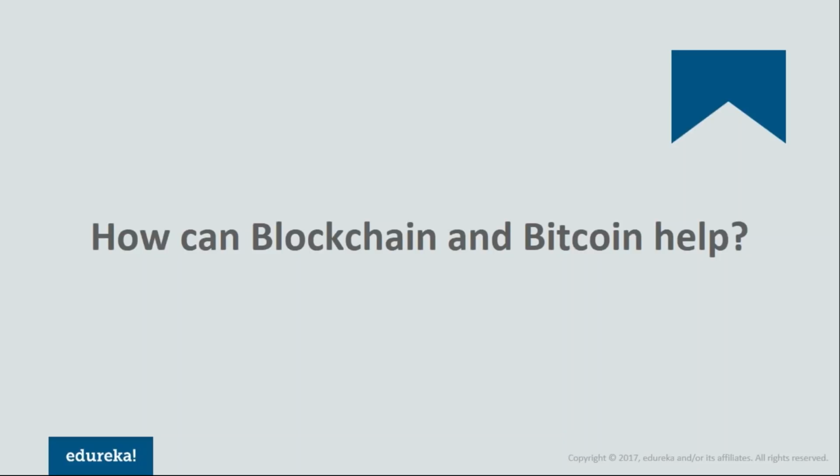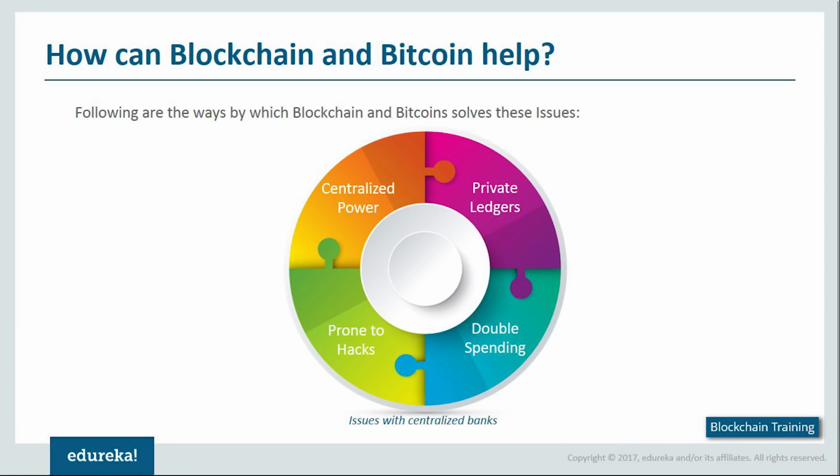Okay, thank you. So moving forward, let's try to understand how blockchain and Bitcoins help solve these issues. Now, some of the major issues that we have talked about in the previous slides are highlighted here. There's the centralized power system, there's the private ledger system, double spending, and prone to hack. So let me just summarize this once again.